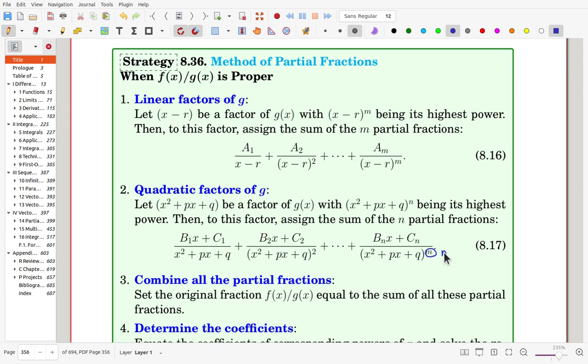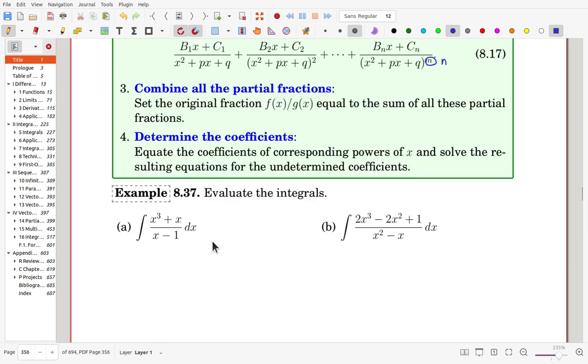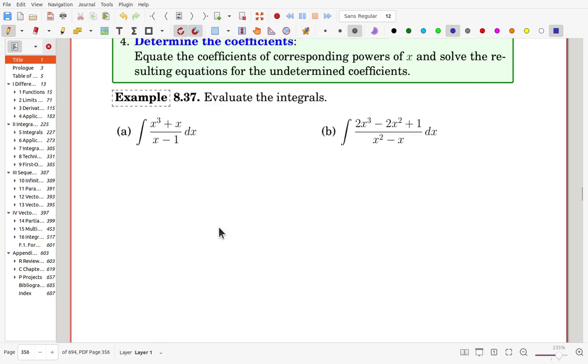In this way, you can assign the sum of n partial fractions, and then you can combine all the partial fractions for the rational function and then determine the coefficients. That's the strategy. Let's solve these problems.